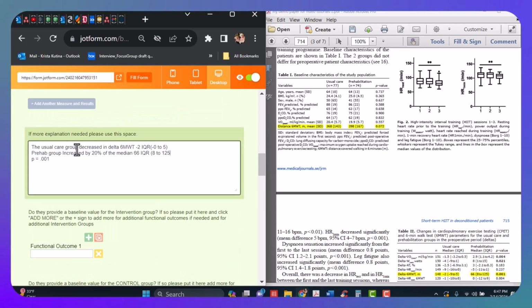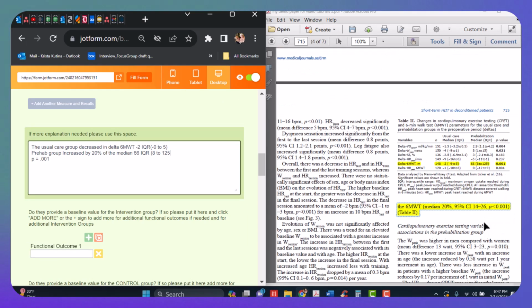I did go into further information here. So these are how they reported their results. They reported medians and they reported the changes in the medians and then if it was statistically significant or not. You can copy and paste this. We're only interested in the functional outcome. None of these other outcomes are.